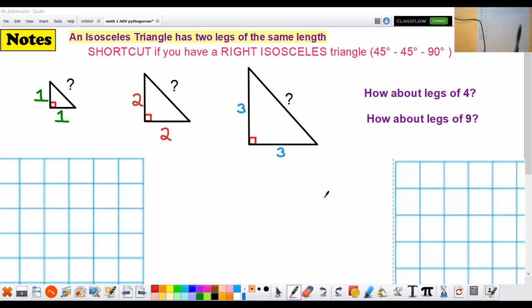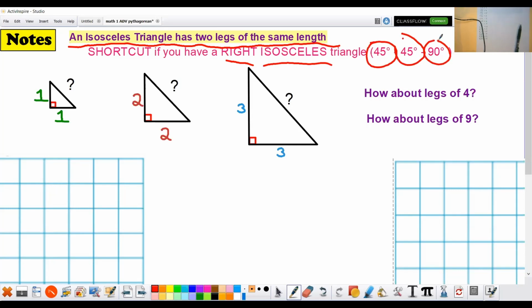Okay, we're going to look at some graph paper here, and I drew some neat little triangles on here. We got this special case: an isosceles triangle has two legs of the same length. You remember that. And if you have a right isosceles triangle, the angles are going to be 45, 45, and 90 degrees. Here's one right here.